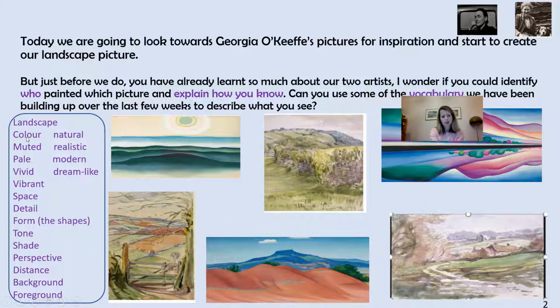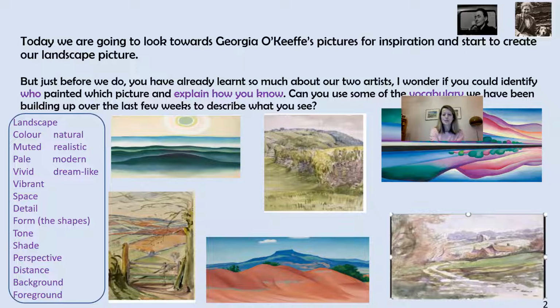So we've got landscape, colour, muted, pale, vivid, vibrant, space, detail, form, the shapes that the artists have painted, tone, how light and dark something is, shade, perspective, how near or far something is, the distance, the background, things that are far, far away, and the foreground, the things that are closer to you, and natural, realistic, modern, and dreamlike.